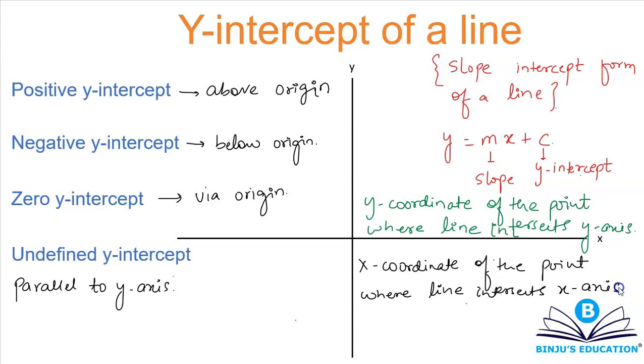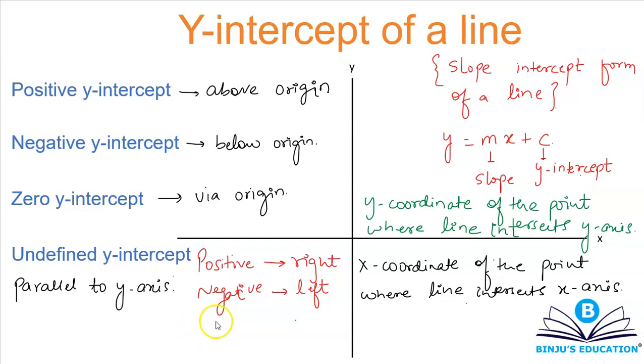First is positive. If you want a positive x-intercept, then the line should intersect the x-axis to the right of the origin, because to the right of the origin x is always positive. If you want a negative x-intercept, you want the line to intersect the x-axis to the left of the origin. Left of the origin, x is always negative.